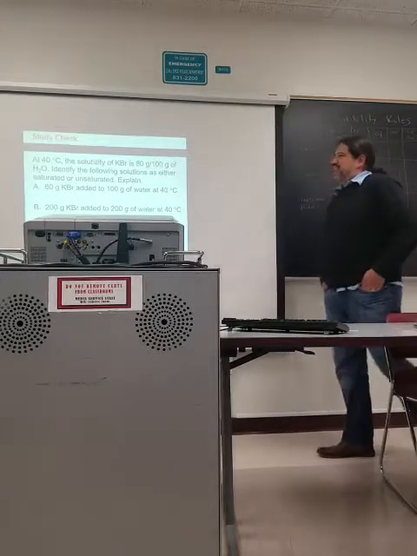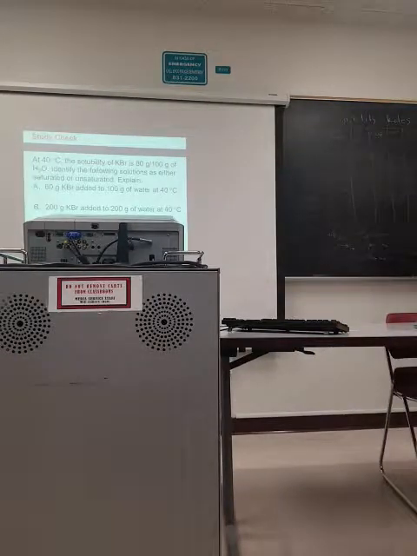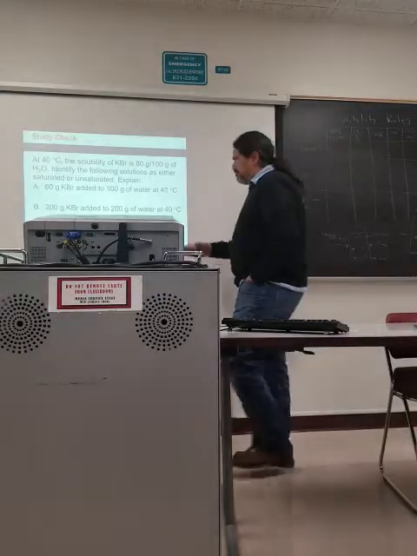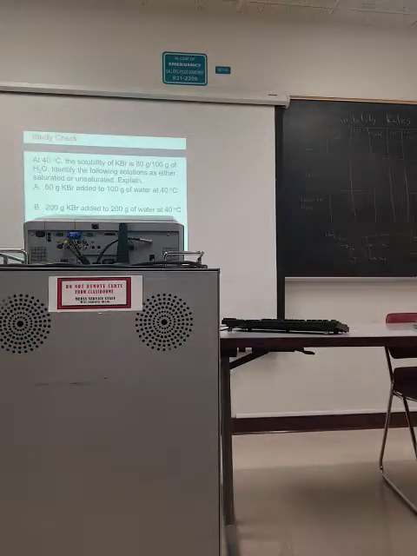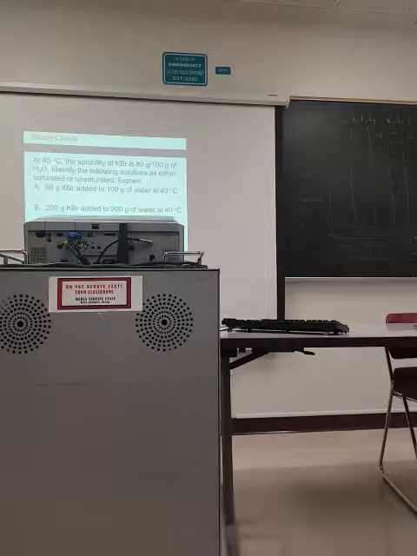At 40 degrees Celsius, the solubility of PbBr is 80 grams per 100 grams of water. Identify the following solutions as either saturated or unsaturated. If you do 80 divided by 100, that's 0.8. So basically, 0.8 grams of the solute for every 1 gram of water. Okay. That's the solubility. So we have 60 and 100. Well, that's 0.6, that's less. So that's unsaturated. If we have 200 over 200, then that's 2.